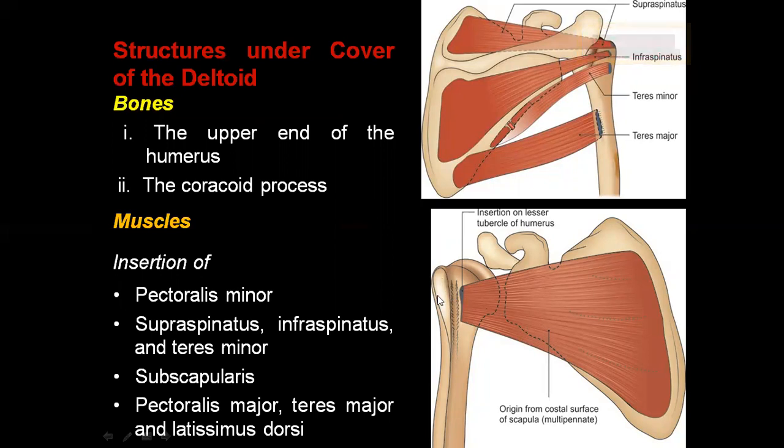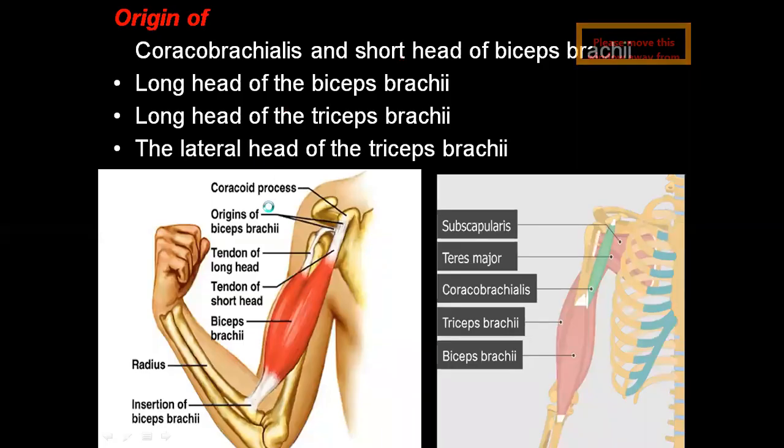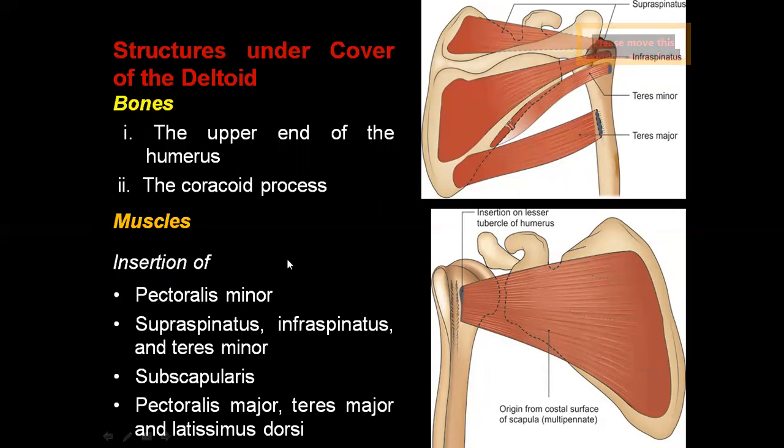If you remember the greater tubercle, where we have SITS muscles, here we have supraspinatus, infraspinatus, and teres minor. And the lesser tubercle, we have the insertion of the subscapularis, right? Then pectoralis major, teres major, and latissimus dorsi, they are all related to the bicipital groove, medial and lateral lips. Okay, so these were the insertions of the muscles under the cover of deltoid.